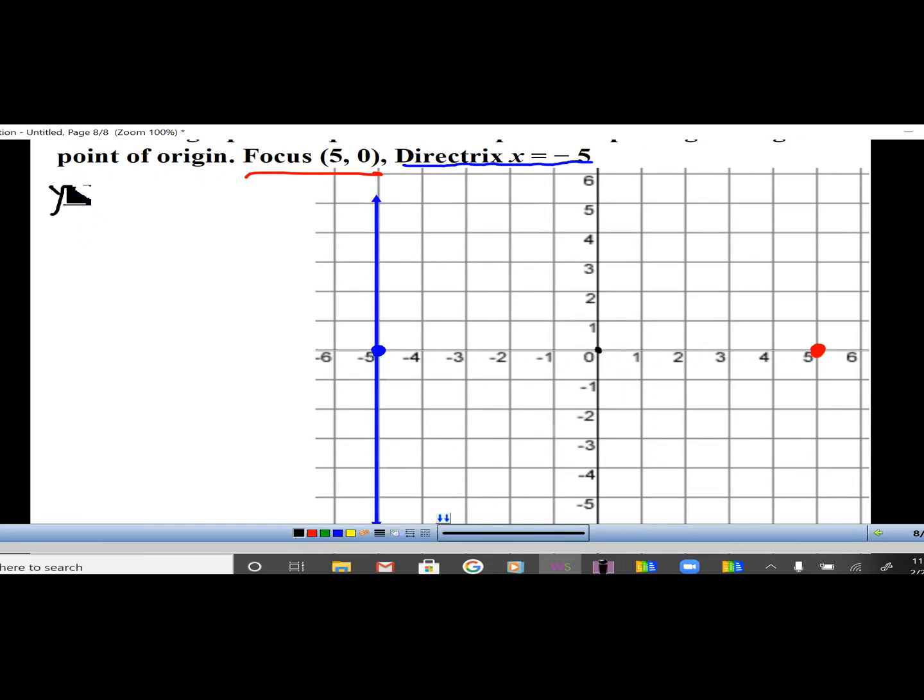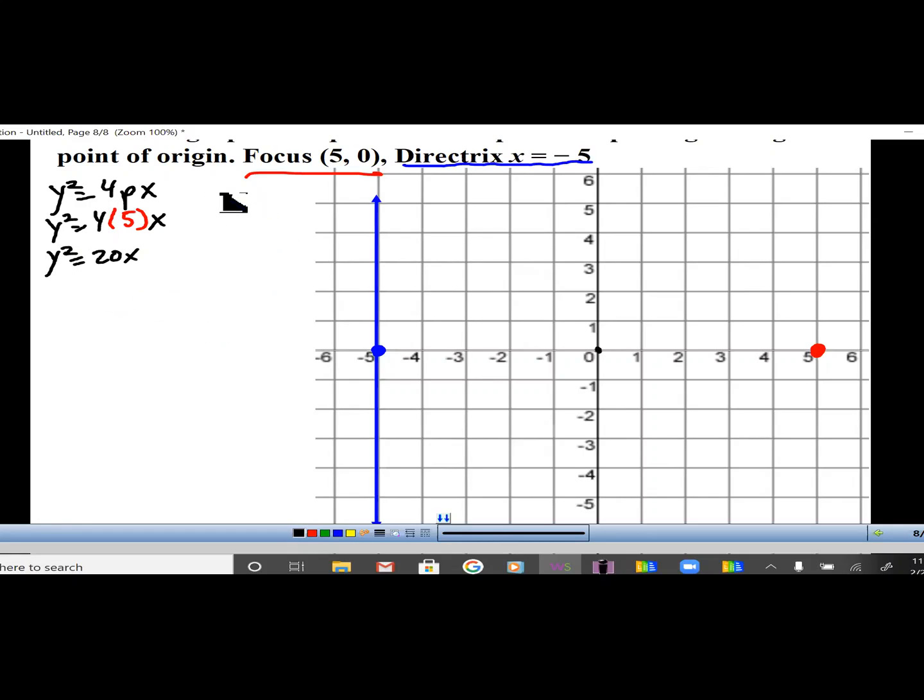So I'm going to use y squared equals 4px. Where do we get the value for p? From the focus. So instead of p, we're going to substitute what? 5. So we write y squared equals 4 times 5 times x. y squared equals 20x. So this is our equation.